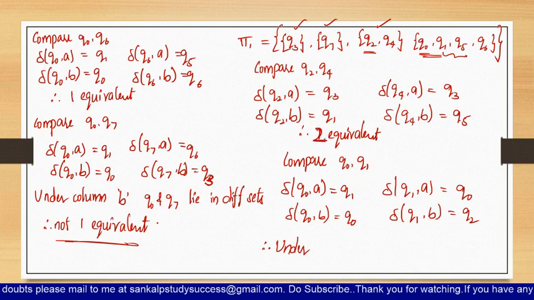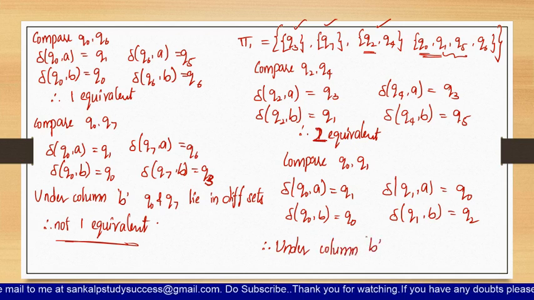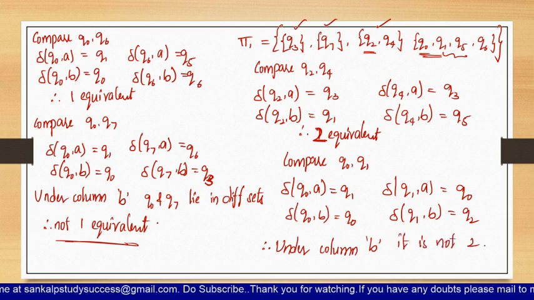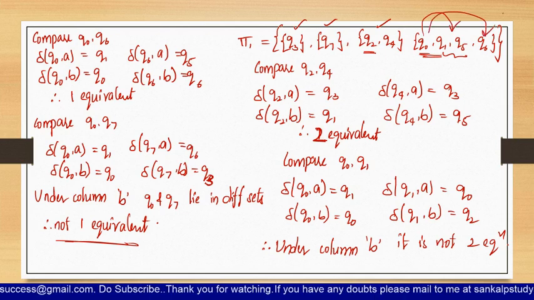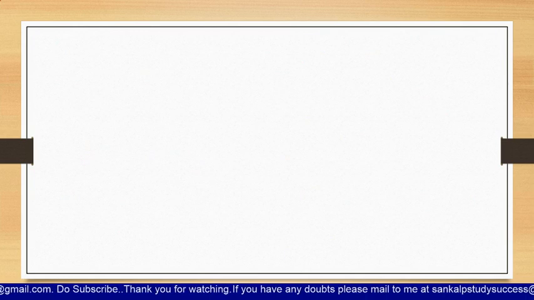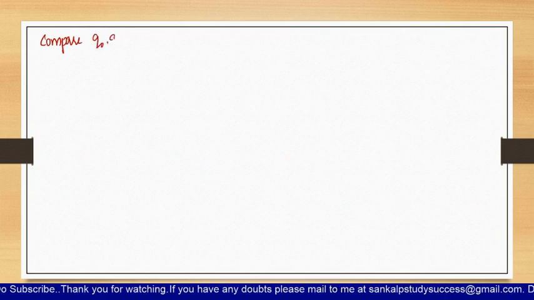Here we are going to construct pi 2, that means it is two equivalent. Under column B it is not two equivalent. So that means we have to again compare Q0 with Q5 and Q0 with Q6 as well. So now let us compare Q0 with Q5.